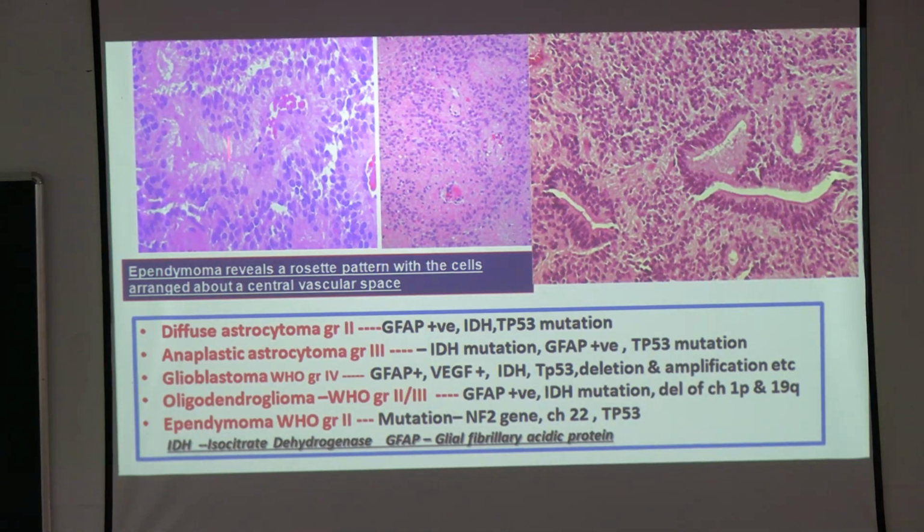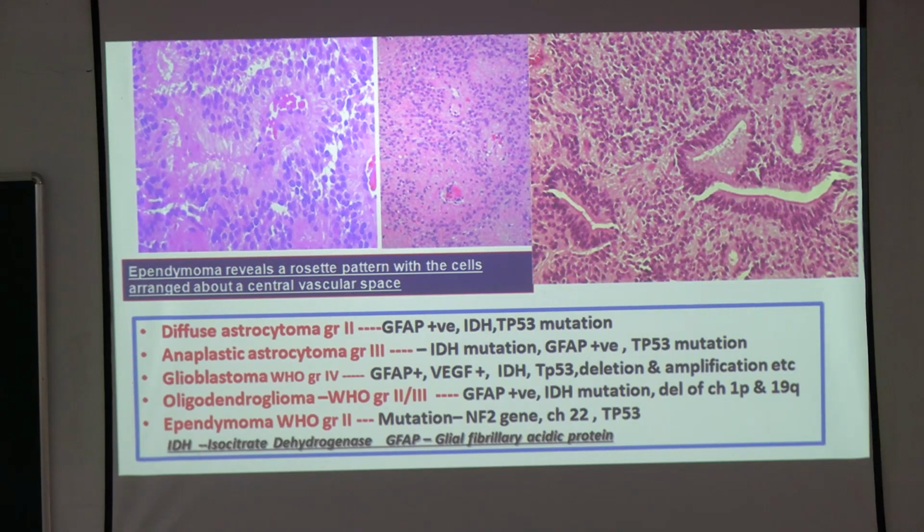So these are round to oval pleomorphic cells around the blood vessels, around an empty space. When cells are arranged around a clear space, fibrillary space, blood vessels or an empty space, it is called a rosette. If it is around the empty space, that is called a true rosette. If it is around the blood vessels or fibrillary spaces, this is called a pseudo rosette. So these are the characteristics of the ependymal tumor, or ependymoma.